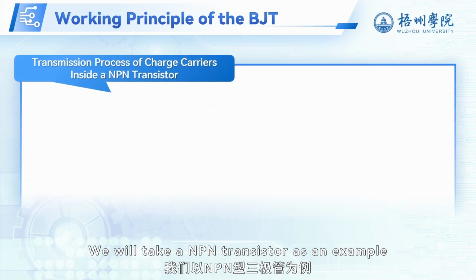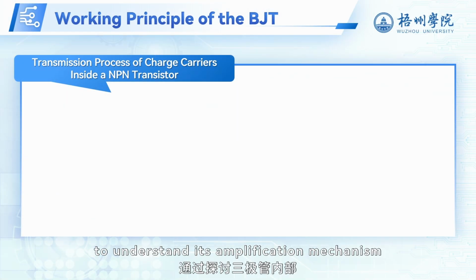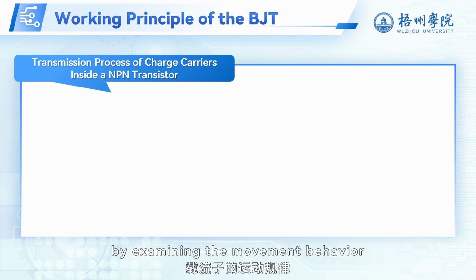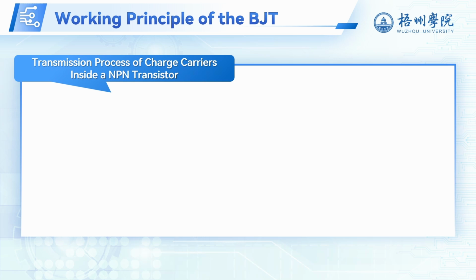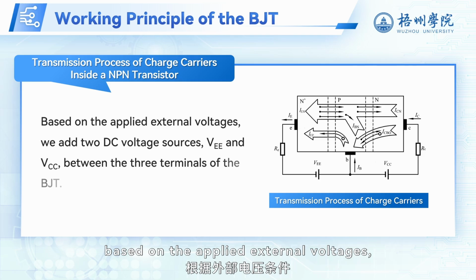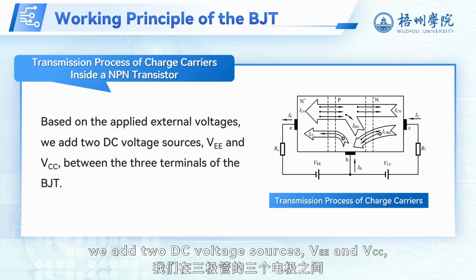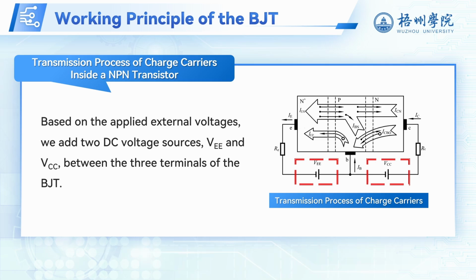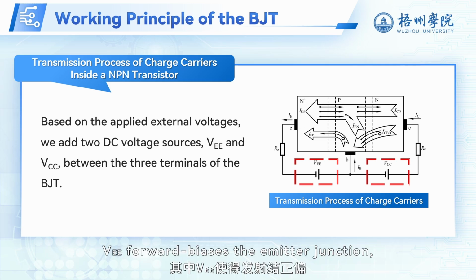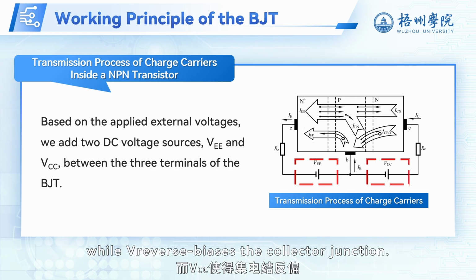We will take an NPN transistor as an example to understand its amplification mechanism by examining the movement behavior of charge carriers inside the bipolar junction transistor. As shown in the figure, based on the applied external voltages, we add two DC voltage sources, VEE and VCC, between the three terminals of the bipolar junction transistor. VEE forward biases the emitter junction, while VCC reverse biases the collector junction.